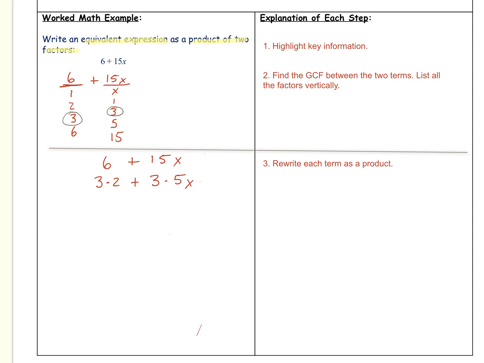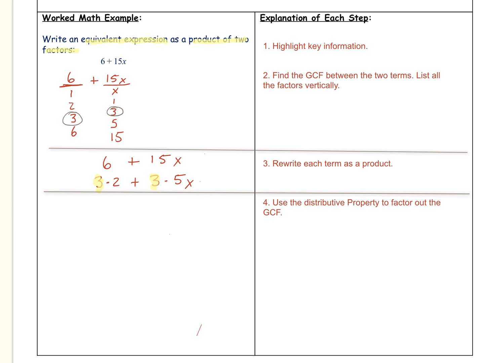Now we wrote it like this because 3 is the greatest common factor. Now we're going to use the distributive property to factor out the greatest common factor. We actually did that during quarter 3. So I'm going to rewrite it as 3 times 2 plus 3 times 5x. So I'm going to add parentheses. And I'm going to take out the greatest common factor.